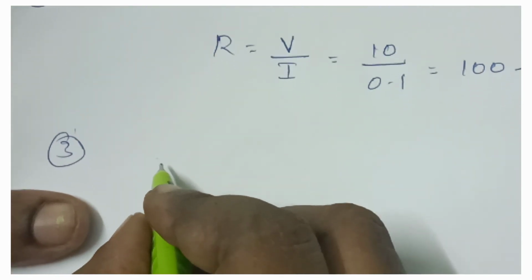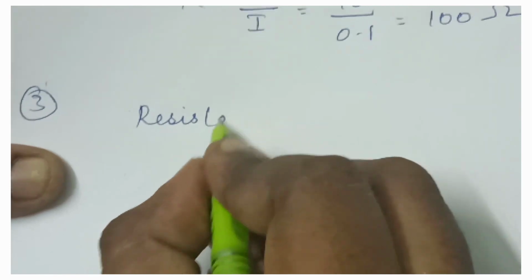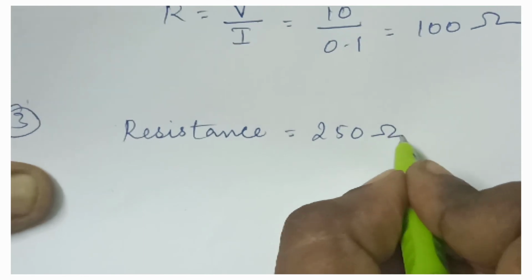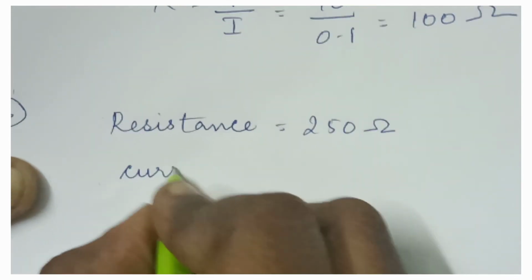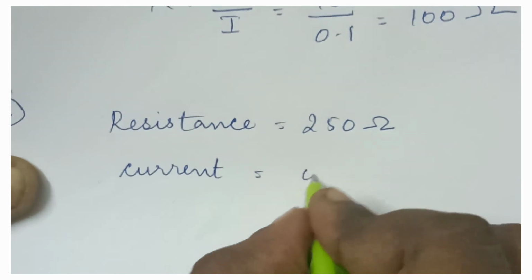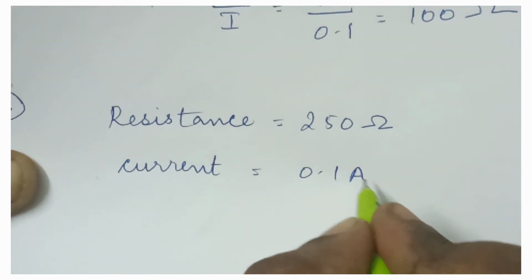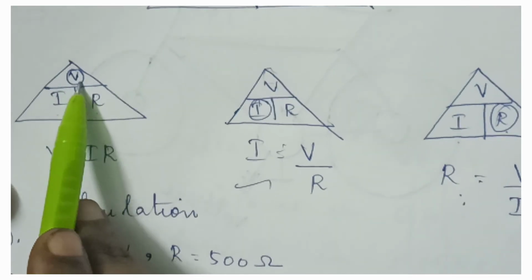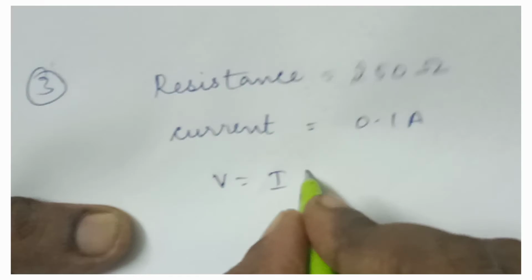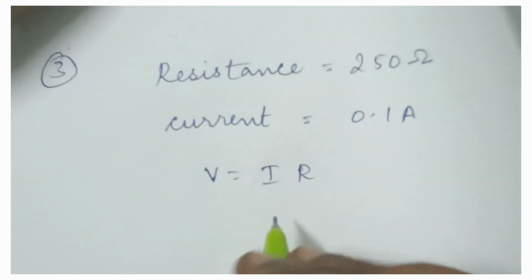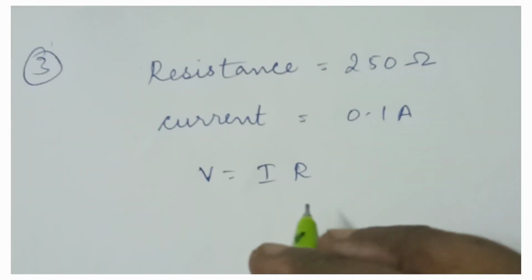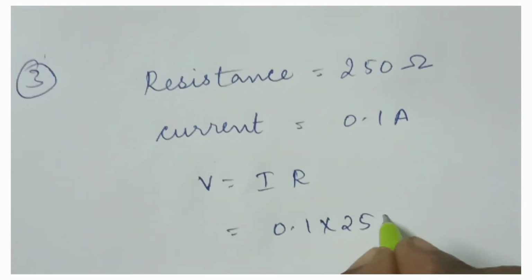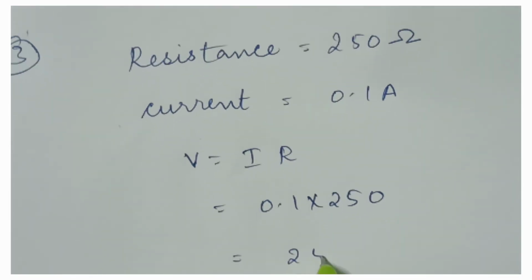And finally, the other combination is that the resistance is given as 250 ohm. The current is given as 0.1 ampere. So now what do we have to find? Yes, it's correct. We have to find out the voltage, which is V is equal to I into R. So V is equal to the I value, 0.1, into 250, which is 25 volts.